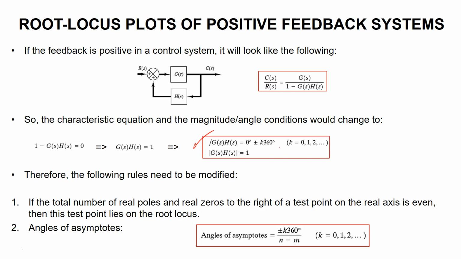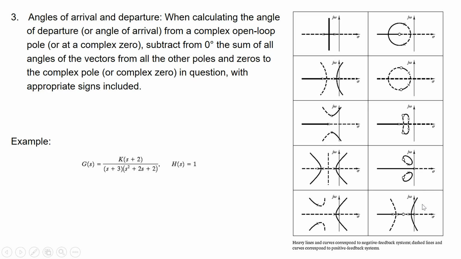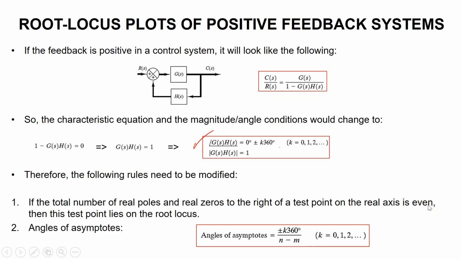in order to find on which part of the real axis the root locus falls, you look at how many total poles and zeros are on the right-hand side of a test point. So if on the right-hand side of any test point on the real axis there is a total odd number of poles and zeros, that point belongs to the root locus. But here it is different, actually. The total number of real poles and zeros to the right of a test point should be what? Should be an even number instead of odd number, right?